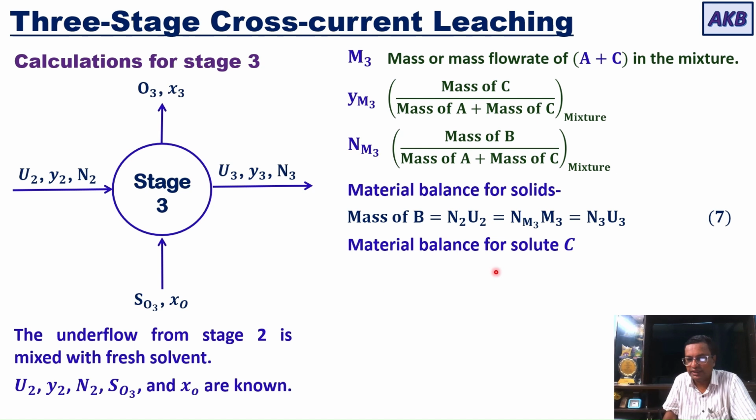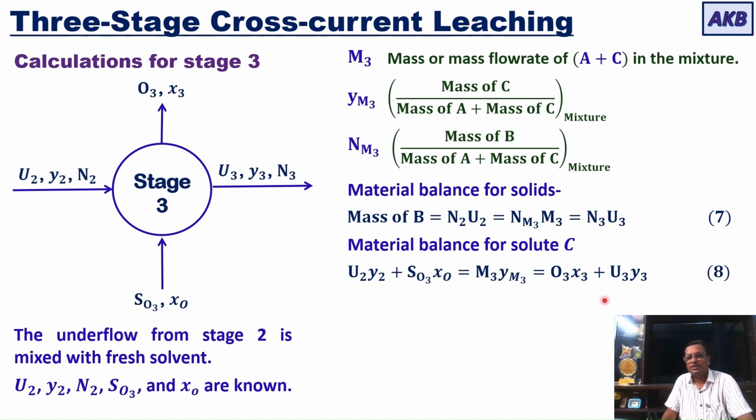Then we have to write material balance for solute C. It will be written as U2 Y2 plus S03 into X0, that is equal to M3 into YM3, that is equal to O3 into X3 plus U3 into Y3. Simple. C in the underflow from stage 2, C in the fresh solvent, C in the mixture, C in the overflow from stage 3, C in the underflow from stage 3, and let me call this equation number 8.